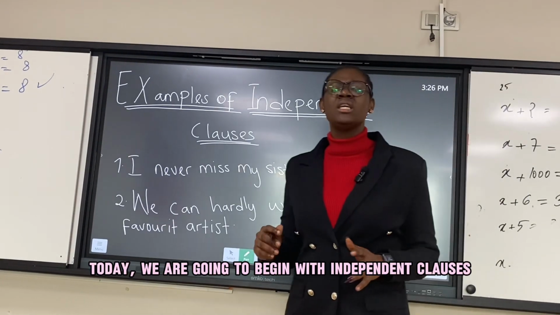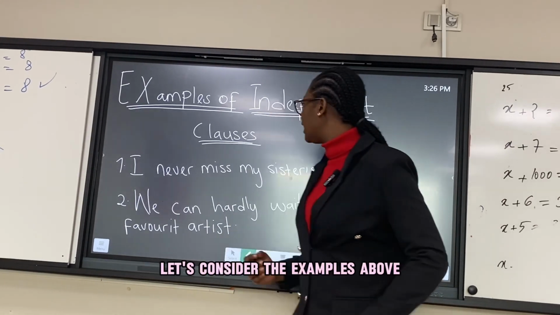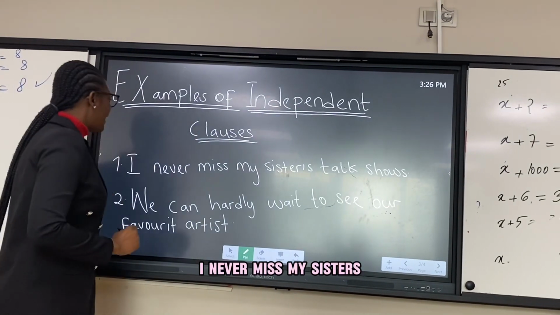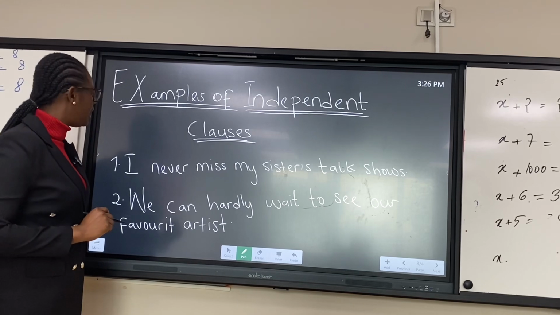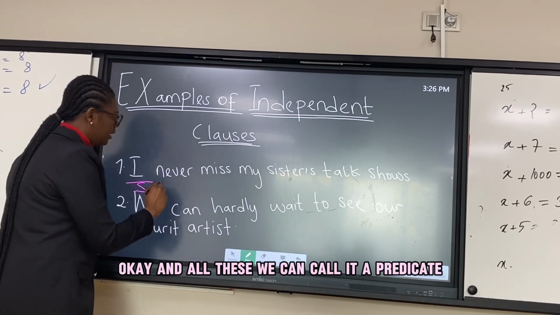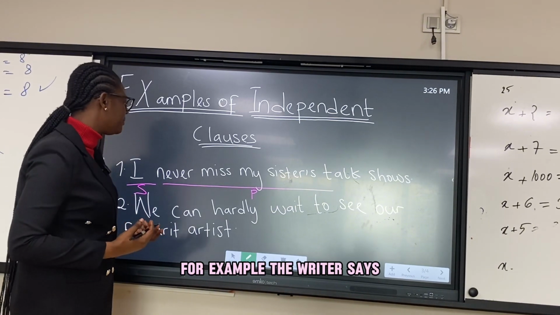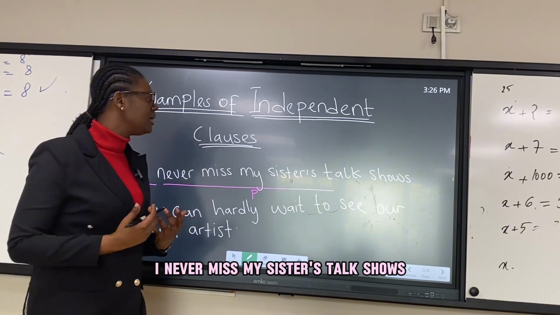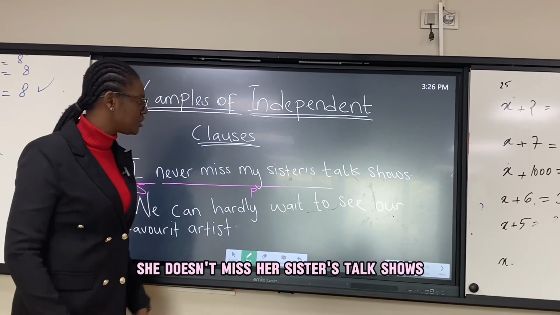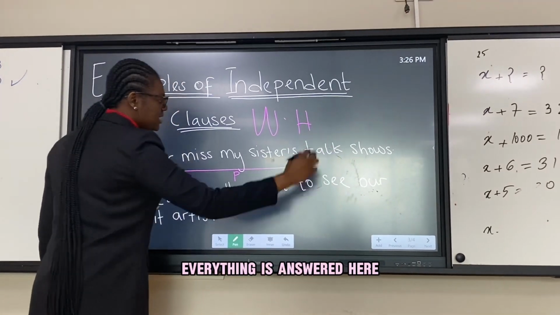Now, today we are going to begin with independent clauses. Another name for an independent clause is the main clause. Let's consider the examples above. "I never miss my sister's talk shows." So we have a subject, and all these, we can call the predicate. It expresses a complete idea. For example, the writer says, "I never miss my sister's talk shows." What does she know? She doesn't miss her sister's talk shows. We have a complete idea. If you ask the WH question, everything is answered here.